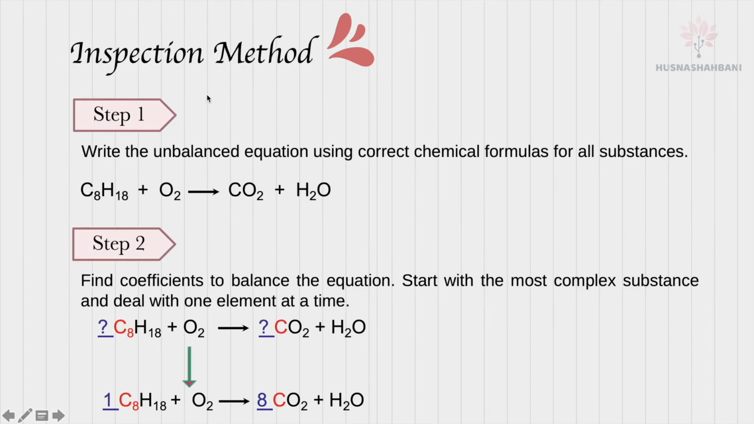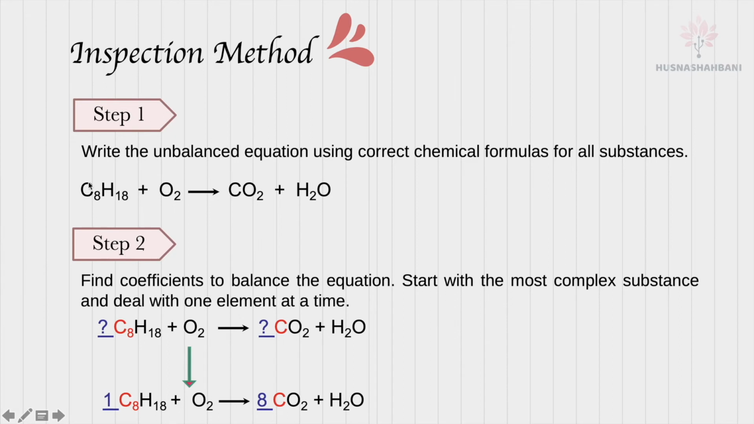Look at the inspection method first. Step 1, you have to write the unbalanced equation using correct chemical formulas for all substances. These are the unbalanced equations. Step number 2, find coefficients to balance the equation. Start with the most complex substance and deal with one element at a time. So you focus on one element at a time.